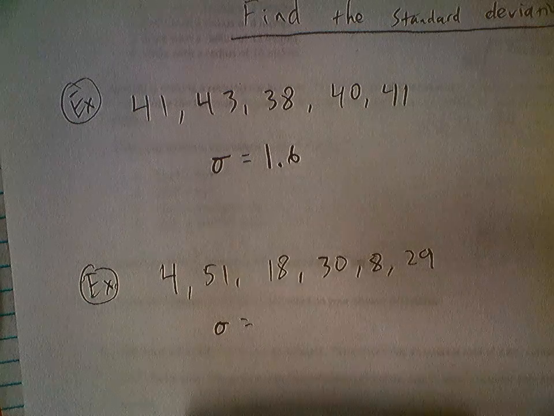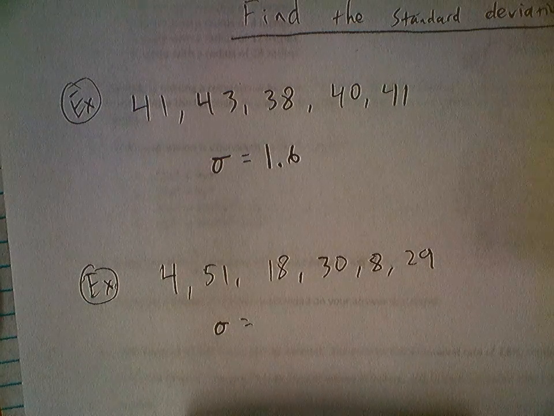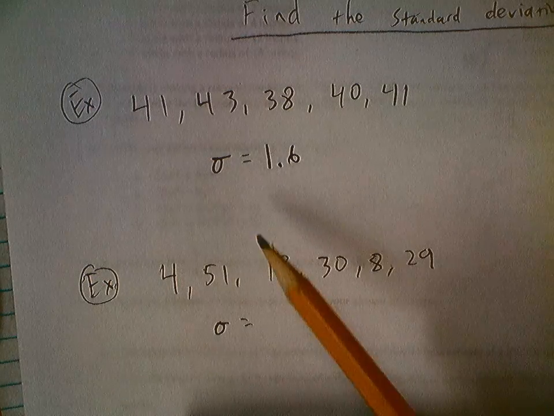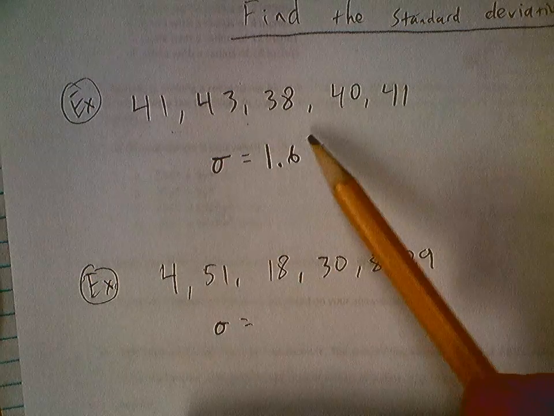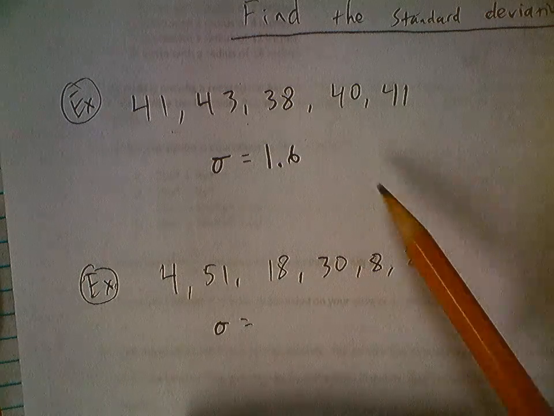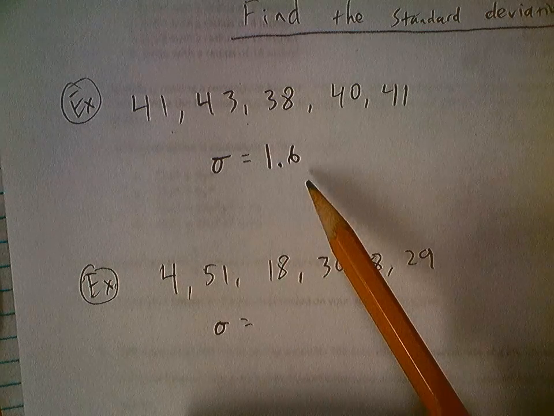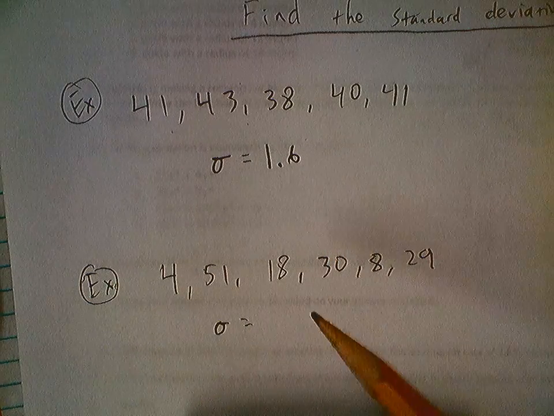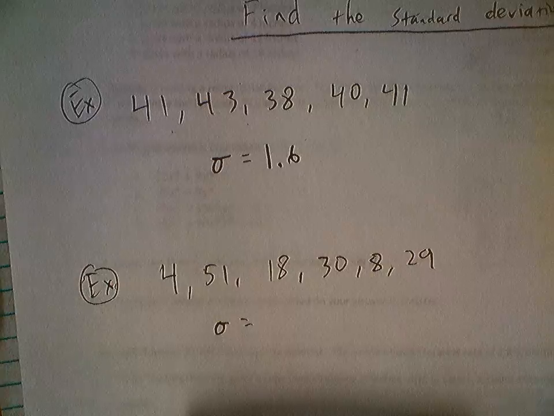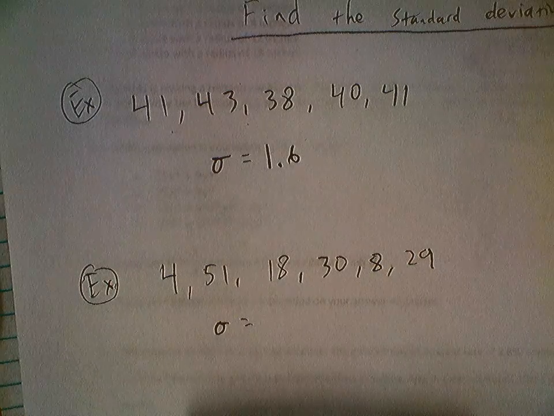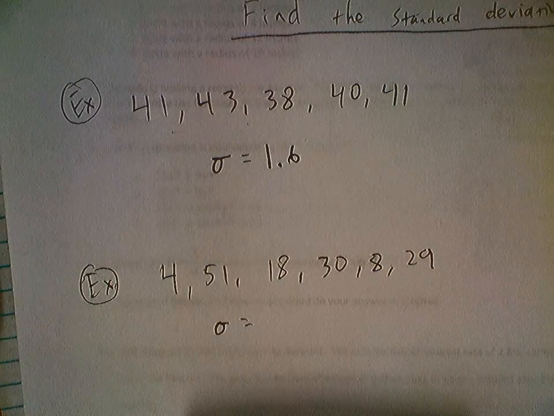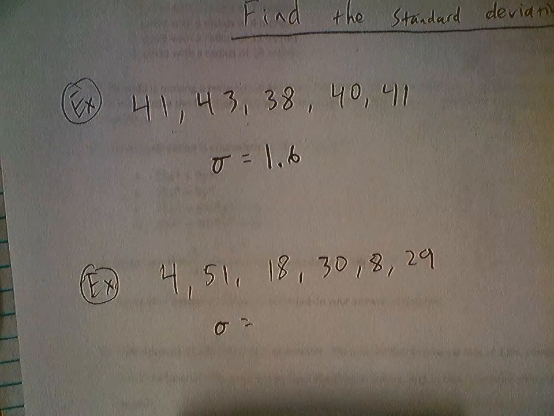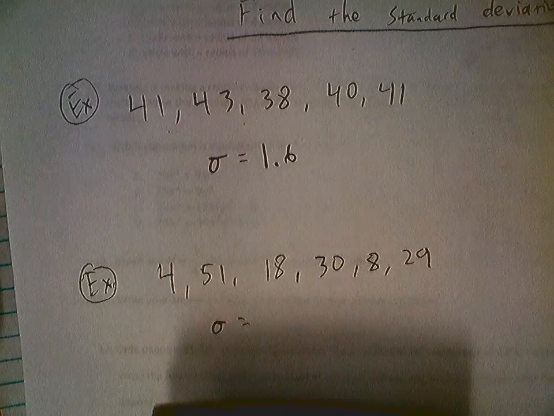So just real generally, what standard deviation tells you is how spread apart your numbers are in your data set. Like in this first example, 41, 43, 38, 40, 41, they're all pretty close together. So that's why we have a low standard deviation. So I want us to compare that to this data set, 4, 51, 18, 38, 29. You can see just by looking at it that these numbers are a lot further apart from one another. So we should expect this standard deviation to be much higher than the first one.